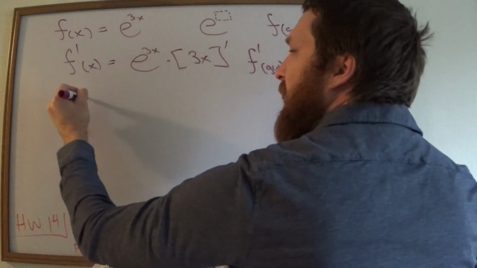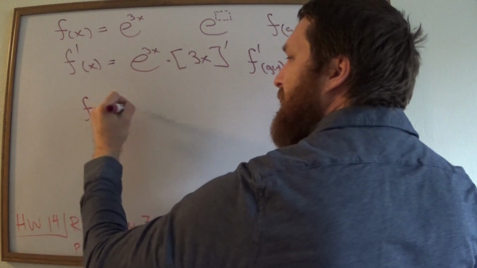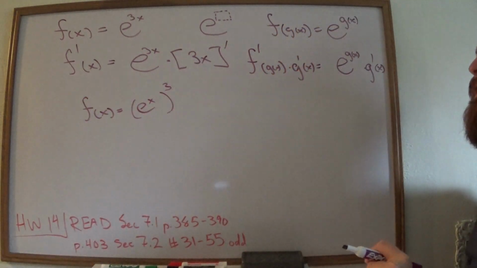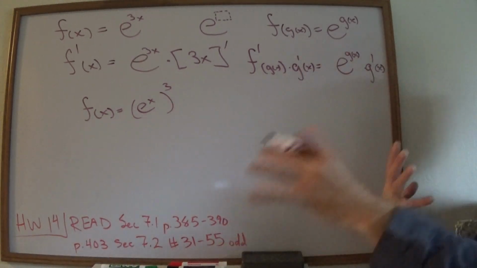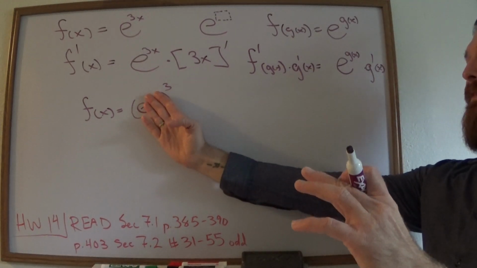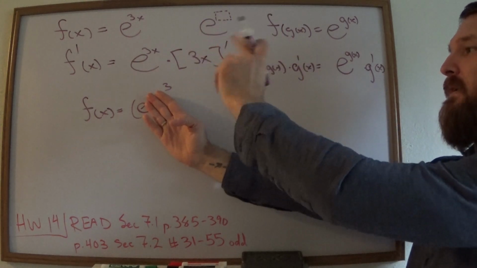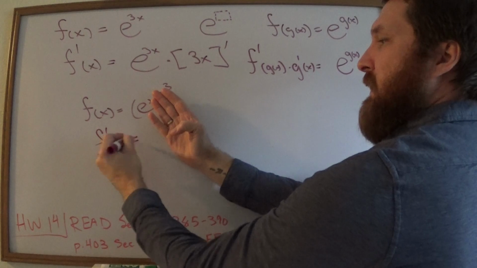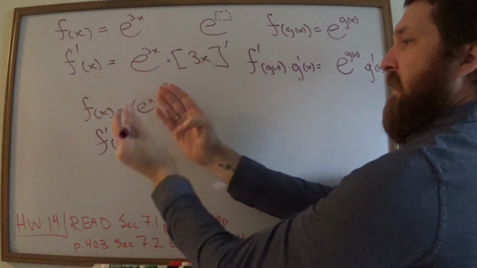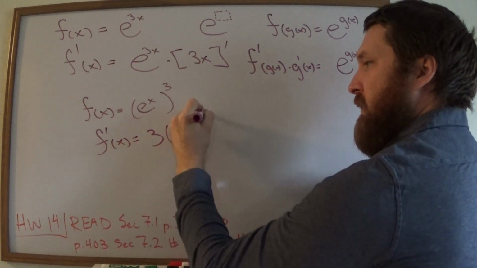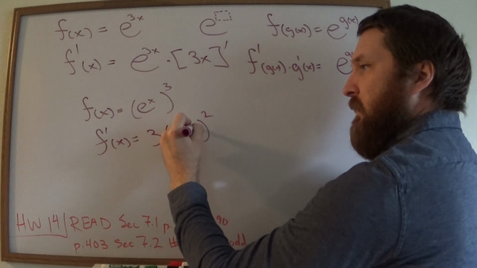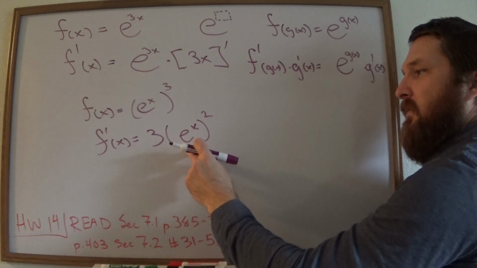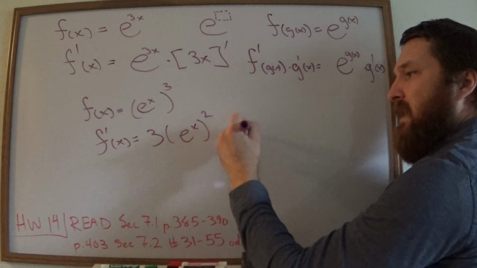So we could say from the beginning, f of x is the same thing as e to the x, and then cubed. And so now we use the chain rule again. So the outside stuff would be the derivative. Bring that down, bring that up, so 3 squared. Multiply by the derivative of the inside stuff, which would be e to the x.